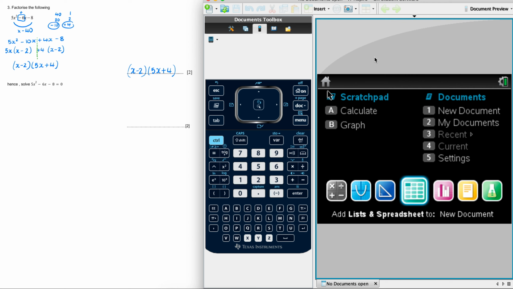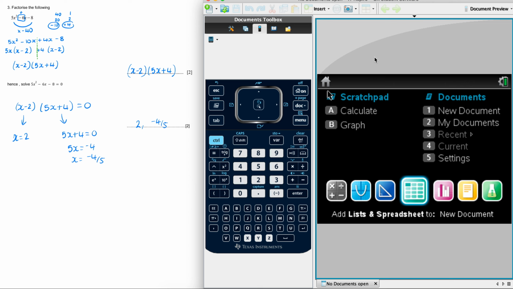And then for the second part, I need to solve it when it's equal to 0. So here, I'm taking my brackets and I'm making them equal to 0. We know we need to factorise and make equal to 0 when we're solving a quadratic. So this is going to give me x is equal to 2, and this is going to give me 5x plus 4 is equal to 0. So 5x is equal to minus 4, and x is equal to minus 4/5. So my two answers, 2 and minus 4/5.